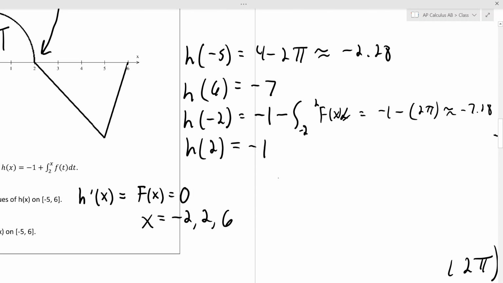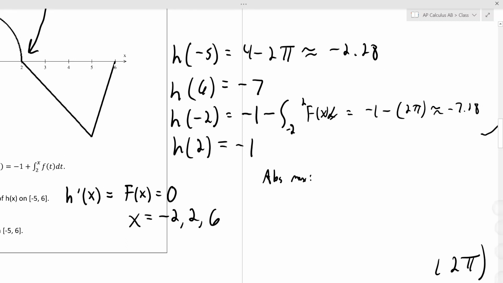Okay, so you'd write that. The absolute max is, I forgot, h of 2, which is negative 1. And the absolute min is h of negative 2. That's an h, not a 2. Which is negative 1 minus 2 pi. You want the real value, not that negative 7.28 estimate there. Questions? Feeling good?